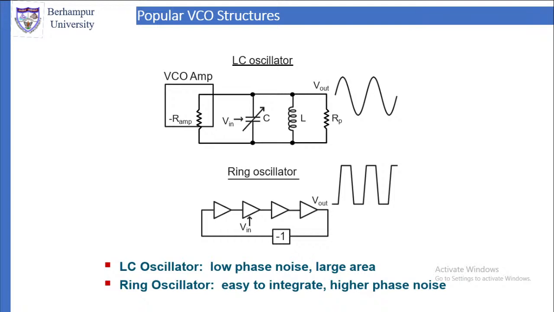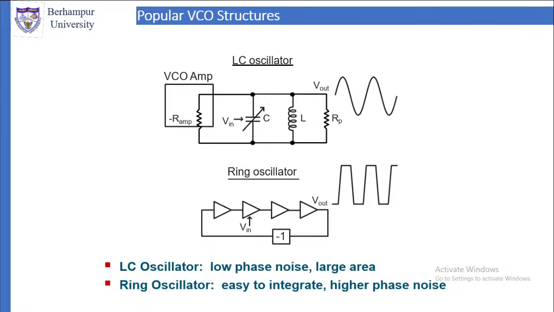There are two VCO structures which are very popular. One is the LC oscillator that we have discussed earlier. In the LC oscillator, as you know, the LC circuit is a tank circuit, so it is a resonant circuit. If you can excite the LC circuit, it will resonate at the desired frequency, and the resonance can be varied by varying the capacitor. That acts as an LC oscillator.